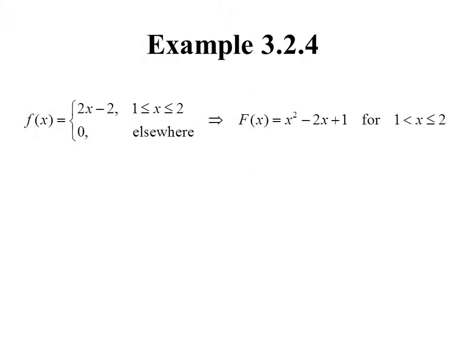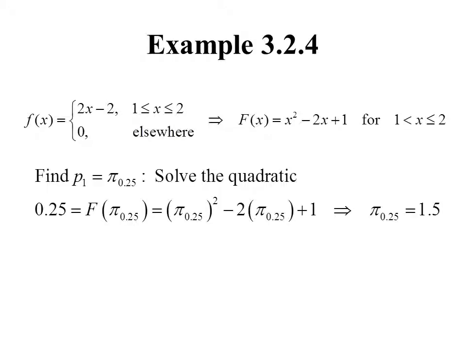So to illustrate how to calculate a percentile, let's look back at this PDF, which we've seen before, and we calculated that the CDF is x squared minus 2x plus 1 for x between 1 and 2. Let's find the 25th percentile, P1. By definition, the 25th percentile is a number such that capital F at that number is equal to p, which is 0.25. So now capital F at pi sub 0.25 is equal to this. We simply replaced x with pi sub 0.25.